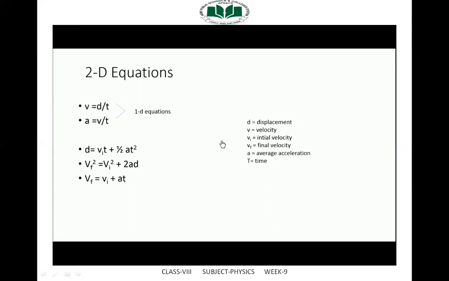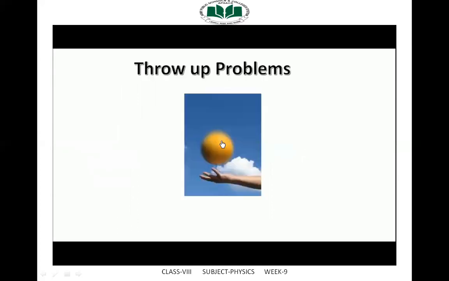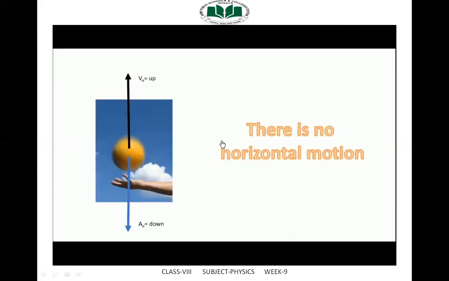There are 3 different types of problems that you will encounter, the first of which is throw-up problems. It's pretty much exactly how it sounds. Pretty much anything you could throw up and catch or throw up and allow it to hit the ground is going to be a throw-up problem. A couple of quick things to keep in mind. First off, there is no horizontal motion, only vertical motion. Also, although initial velocity is positive, acceleration due to gravity is always going to be negative. Let's try an example.